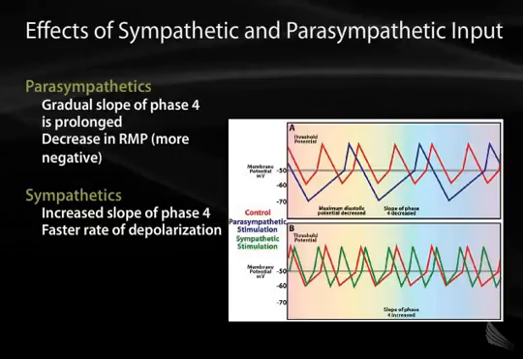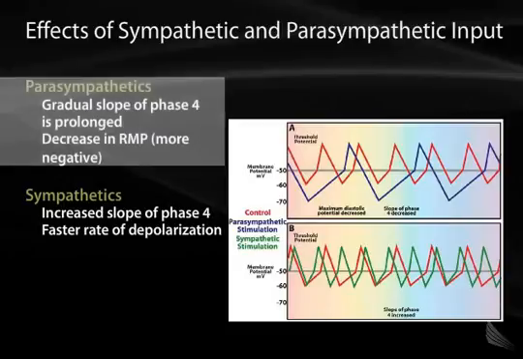In this diagram, you can see control pacemaker potentials with a funny current, an upslope, and a repolarization in red. The same pacemaker with parasympathetic stimulation, such as vagal input, causes a prolonged slope as well as a decrease in resting membrane potential. This is in blue. This illustrates how parasympathetic input slows down heart rate because there are fewer action potentials per minute in the pacemaker that's received parasympathetic stimulation.